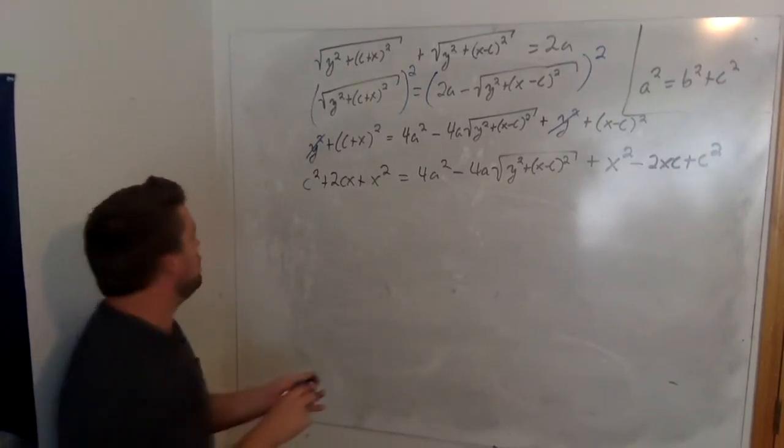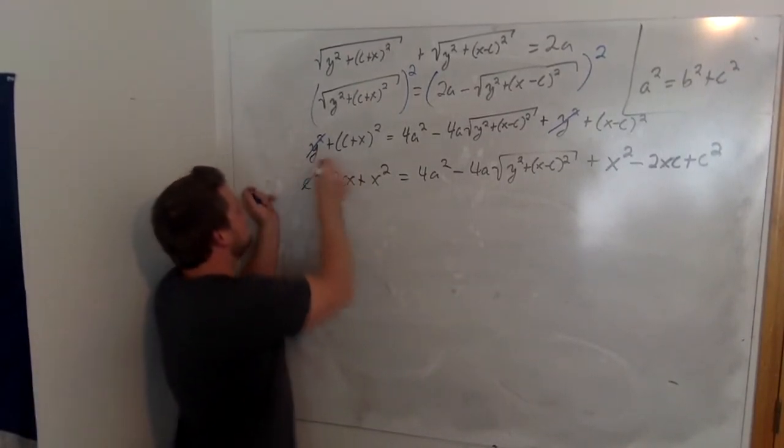Okay. So what's great is, subtract c squared from both sides.